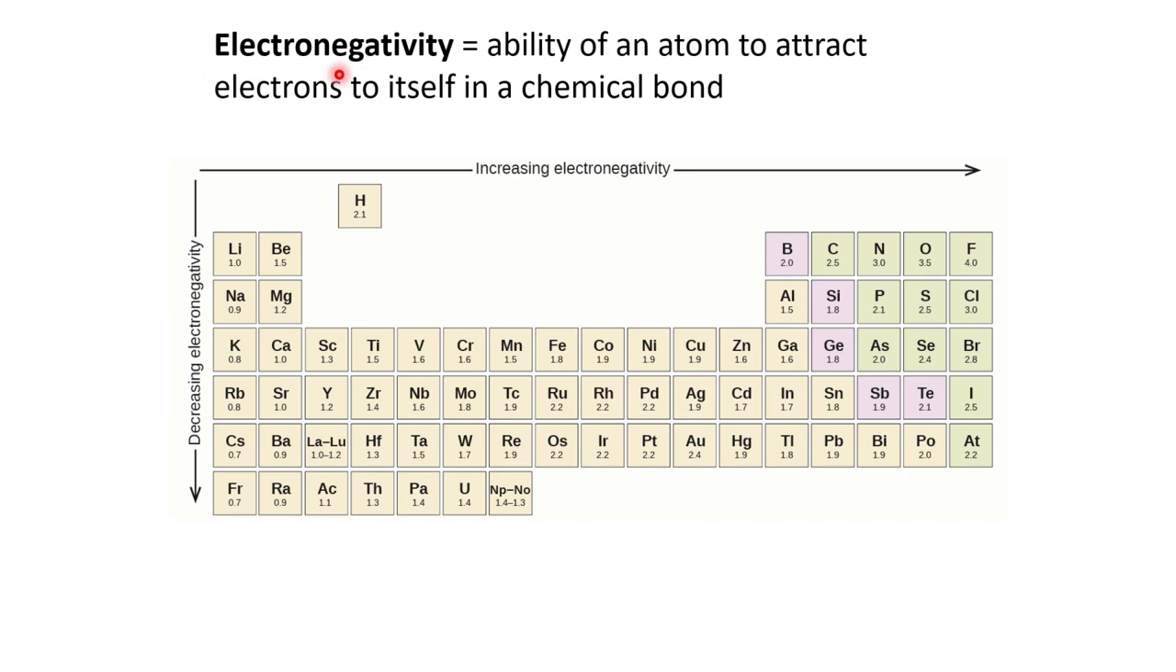So electronegativity is the ability of an atom to attract electrons to itself in a chemical bond. Remember, this is not the same thing as electron affinity. It's very similar. It follows the same trend that electron affinity follows, but it is not the same thing because electronegativity is only concerned with when the atom is in a covalent bond. So how well does the atom, when it is covalently bound to something else, pull the electrons towards its side of the covalent bond?